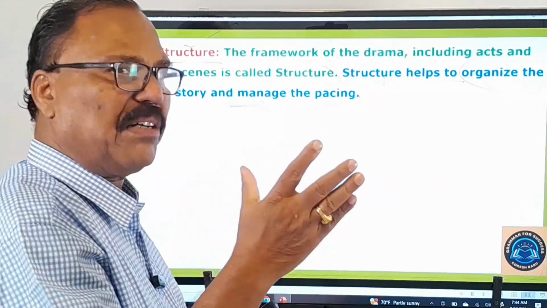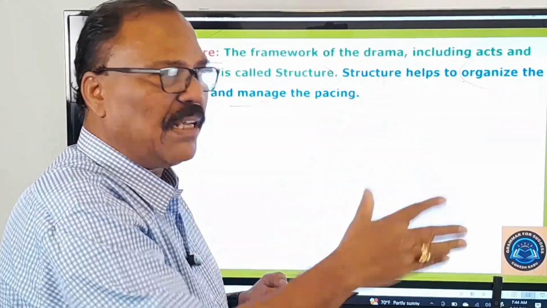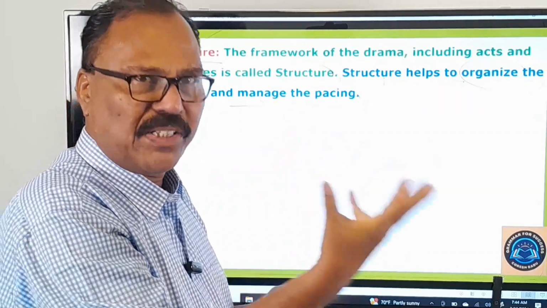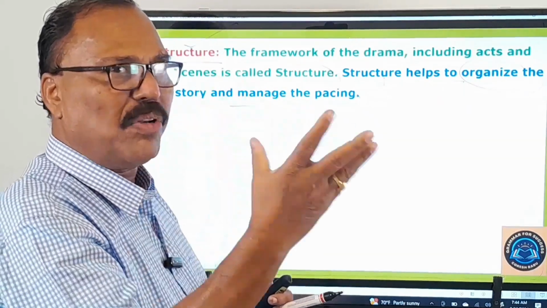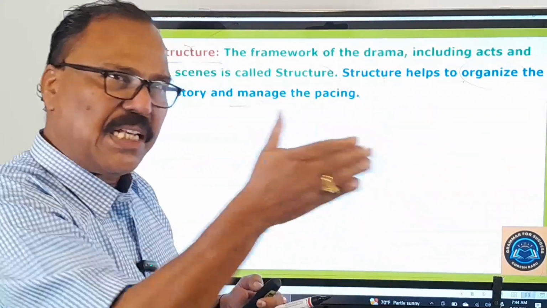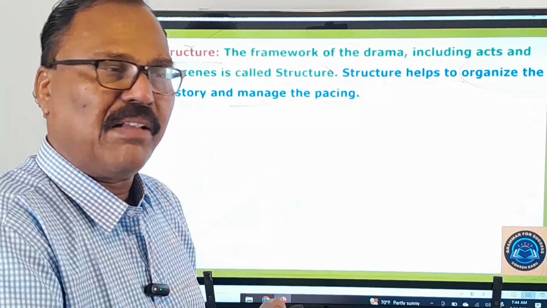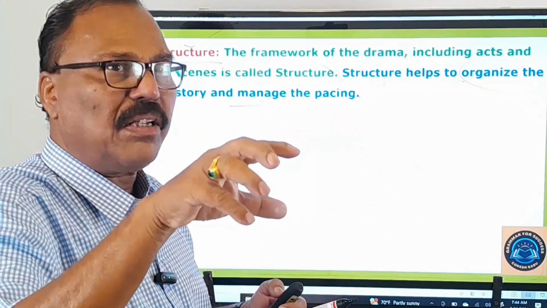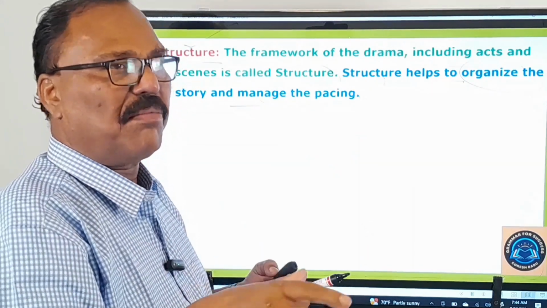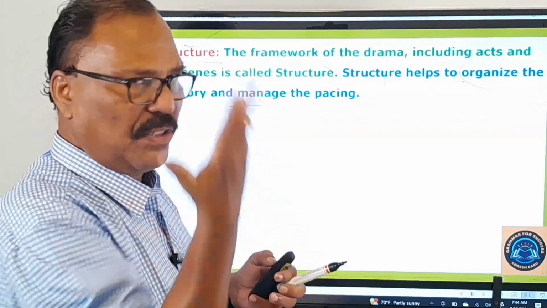Certain films begin with a fighting scene, some films begin with a comedy scene, and some films begin with a police chasing scene. So all scenes are set one by one in a meaningful manner. Then only does the movie look very interesting to the public. You know that very well.